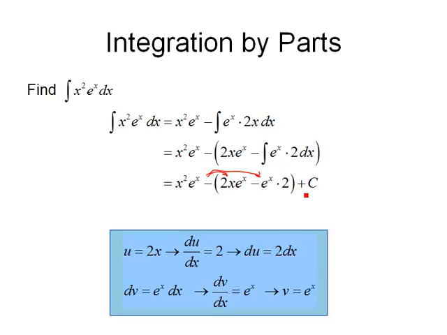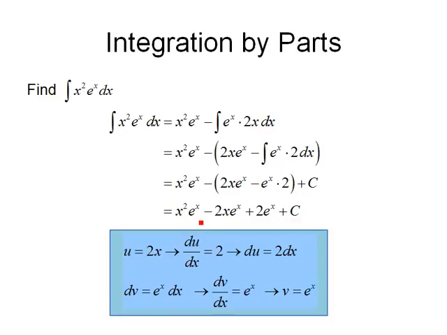add on our constant. So what we end up getting is x squared e to the x. That came from the uv when we did integration by parts the first time. And now we get two more terms, minus 2x e to the x. Well, that came from the uv when we did integration by parts the second time, plus 2e to the x plus c. So we get more terms here because we actually did integration by parts twice.